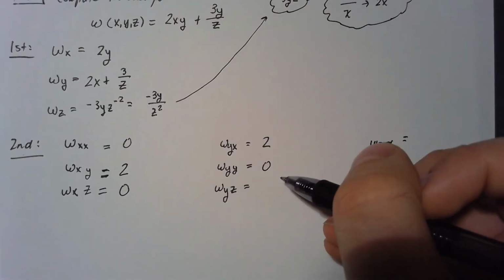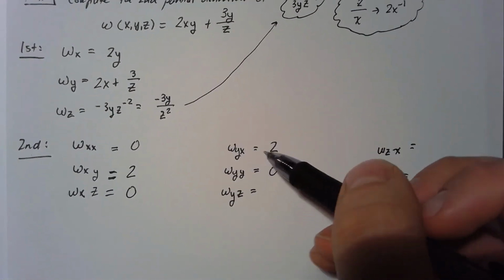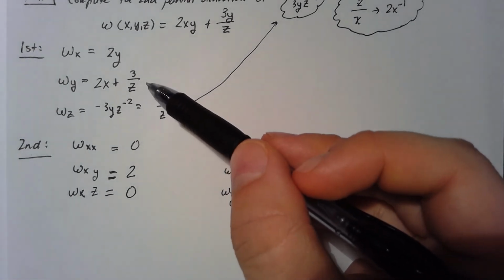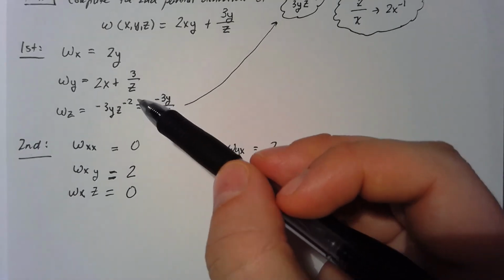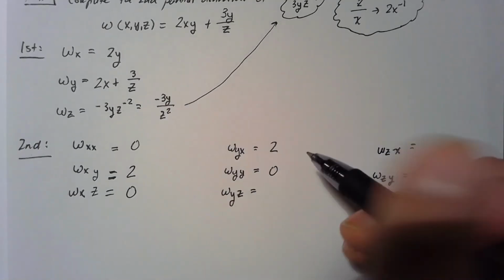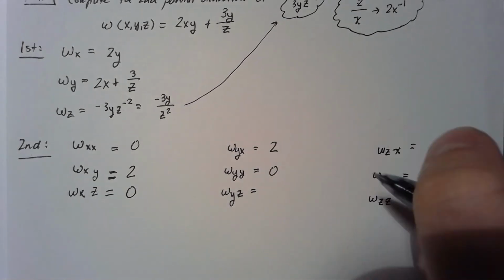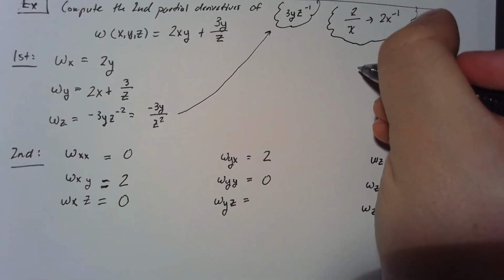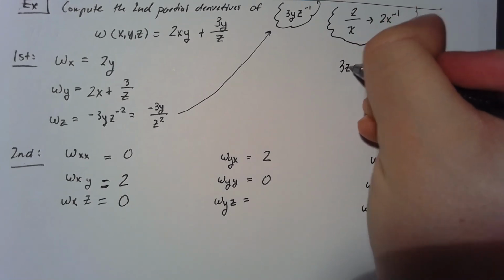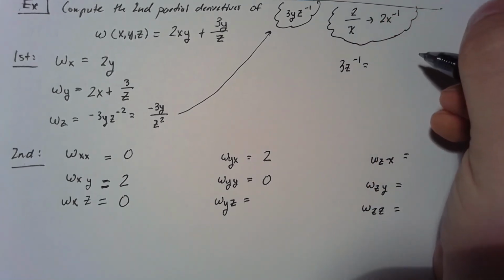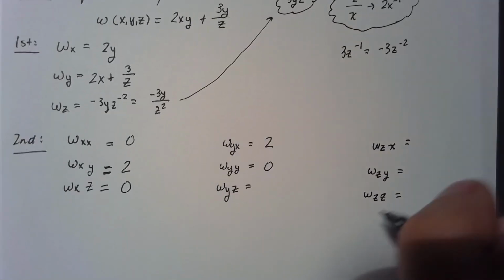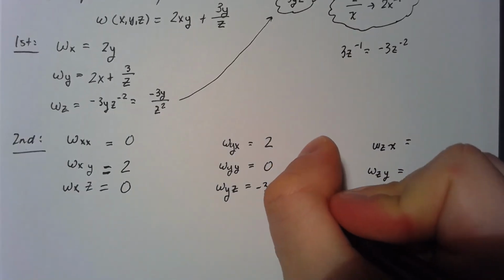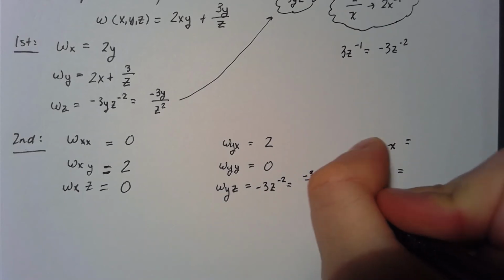And the partial derivative of y with respect to z? Well, I do have a z in here, so I'm going to rewrite this as 3 times z to the negative first. This other part is going to be 0, so this will be 3 times z to the negative first. When you take the derivative of that, it'll just be negative 3 z to the negative 2, which is negative 3 over z squared.